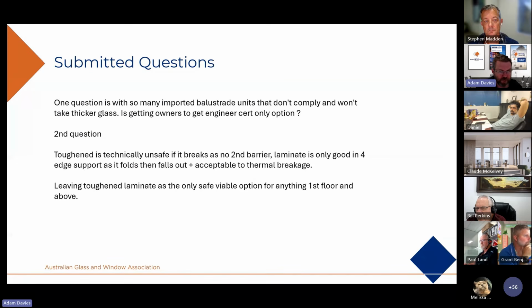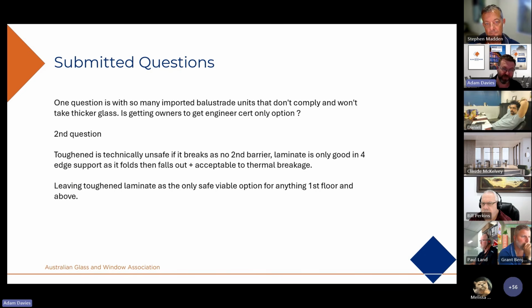Two parts to this next one. So one question is, with so many imported balustrade units that don't comply and won't take thicker glass, is getting owners to get engineering cert the only option? It's an interesting question, this one, because if it is unable to comply, then you cannot get engineering certification because you would not be able to demonstrate it is at least as stringent as the DTS provision. So no, there is no option. If it doesn't comply and you can't get the glass in that's required, you cannot use it as a barrier protecting a height.